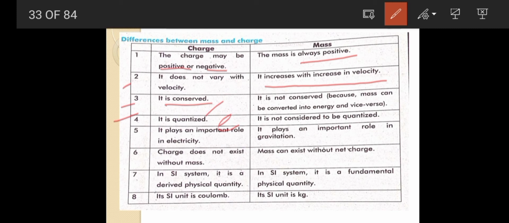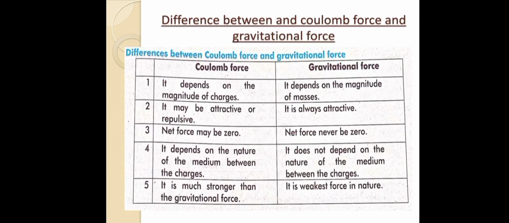You can easily say this, charge does not exist without mass, but mass can always occur without a charge. The next one, in SI system it is a derived physical quantity. Charge, or Coulomb, is a derived physical quantity, whereas mass is a fundamental physical quantity. Now SI unit of a charge is Coulomb, whereas SI unit of mass is kg. Clear? Then move to next one.